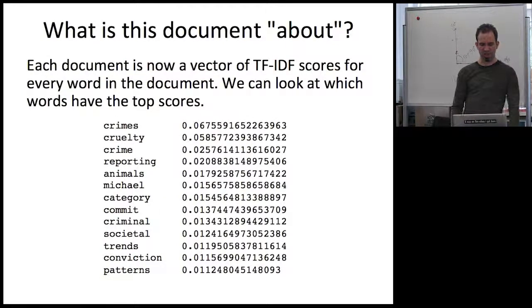Now what do we have that's not animal cruelty, crimes, and crime? We've got reporting, Michael, category, commit, criminal, societal, trends, conviction, and patterns. So what do you think this document is about? Yeah, well, we know it was about crimes before. What is trends and patterns and conviction? Well, maybe this isn't as obvious as I thought it was.